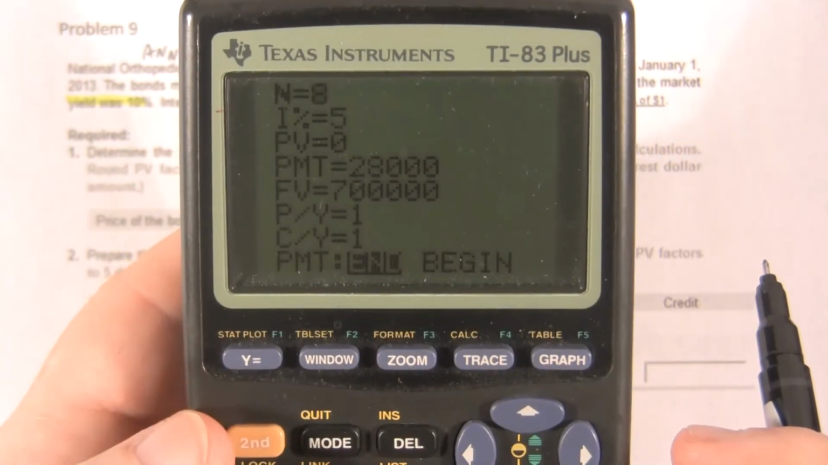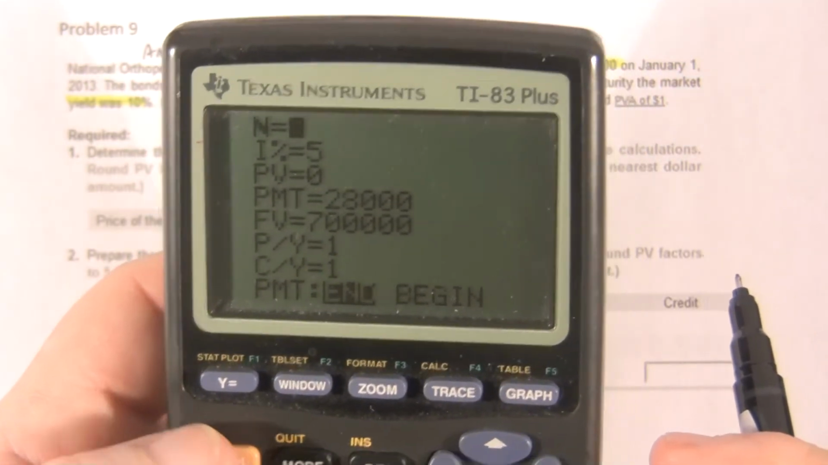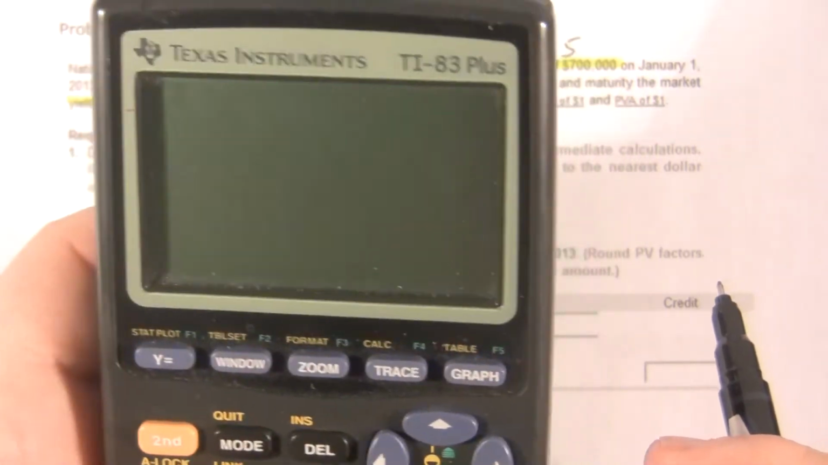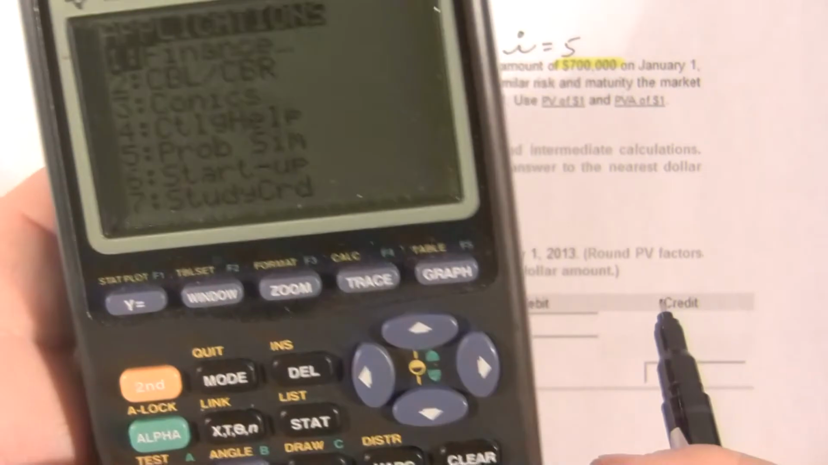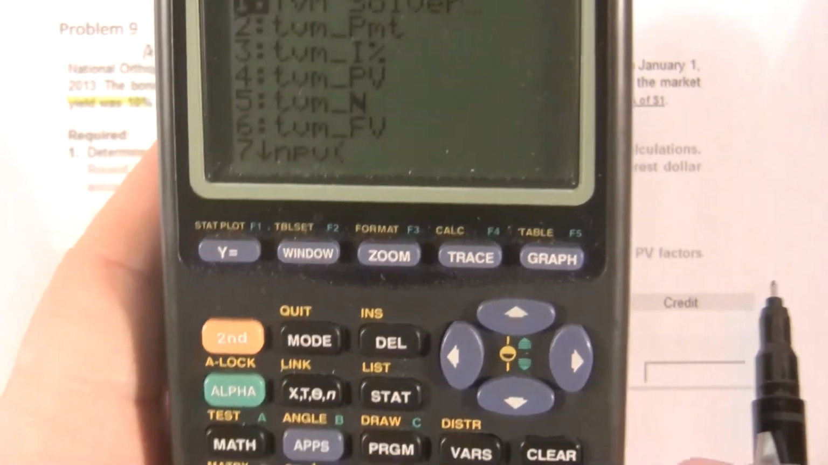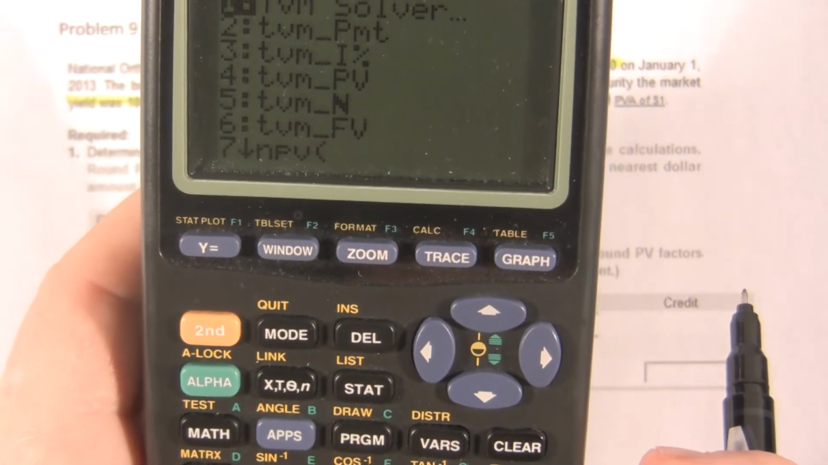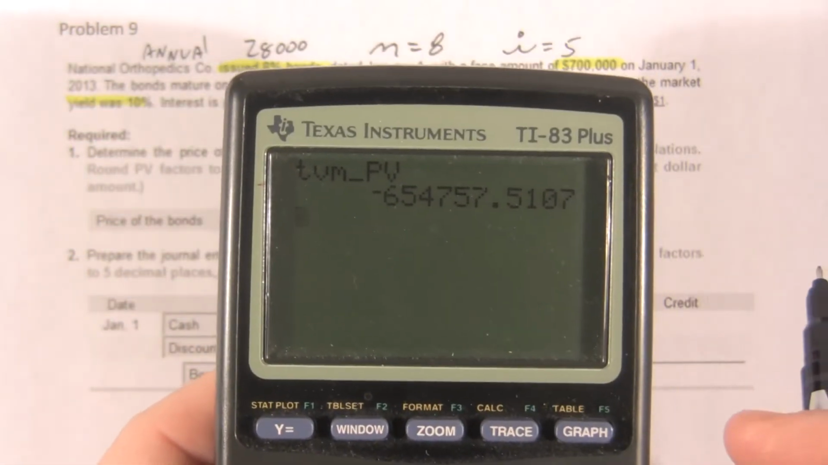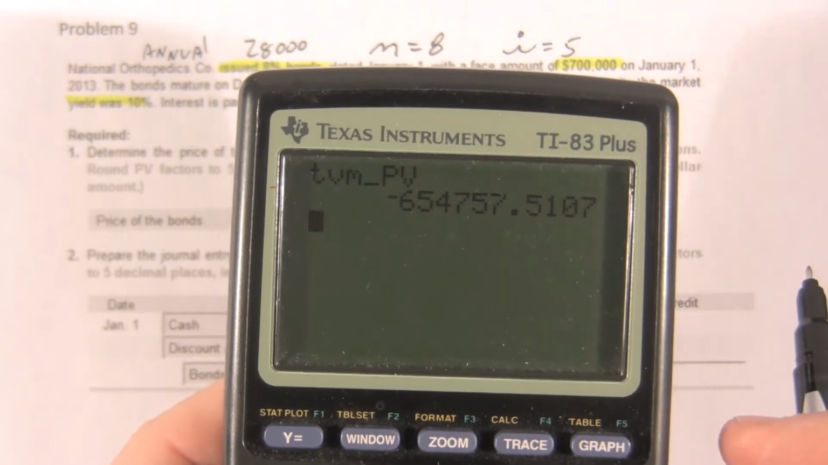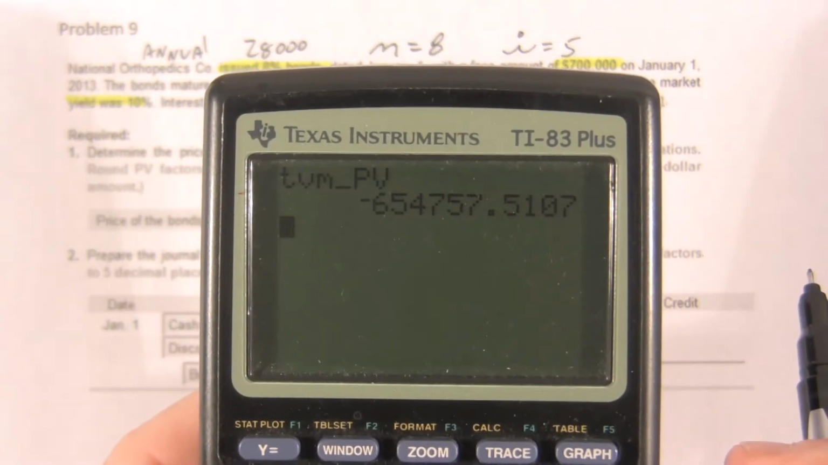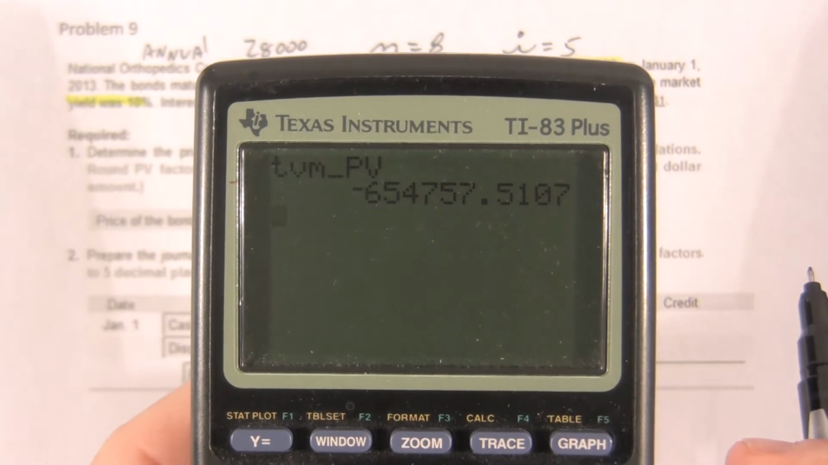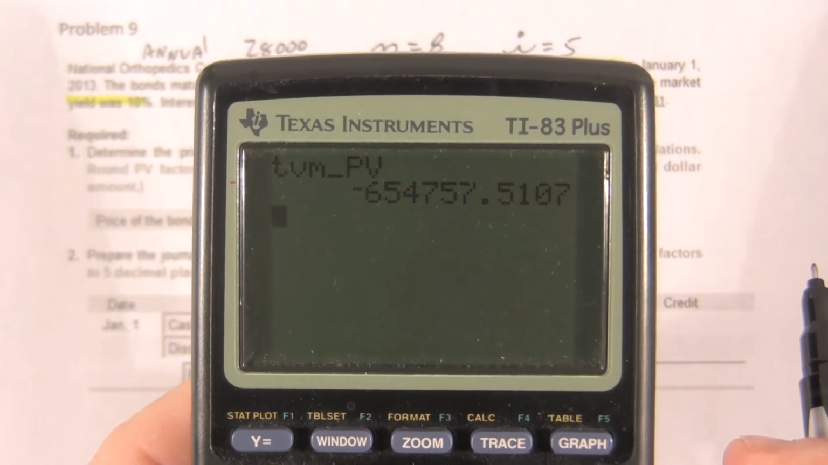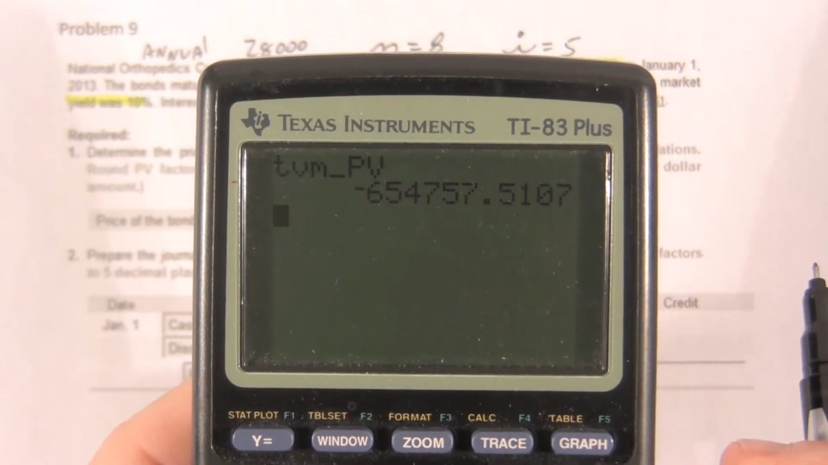Okay, and now second mode, quit, apps, finance, number 4, which is present value, enter, and I find that the value of my bond, to buy that bond right now, would cost me $654,757.51, which I'll simply round off to $654,758.